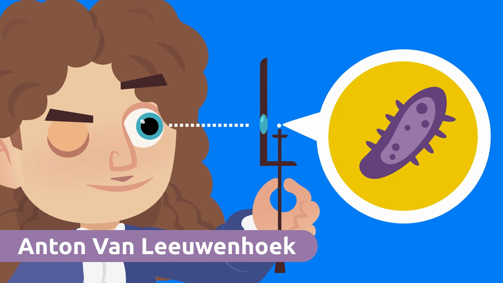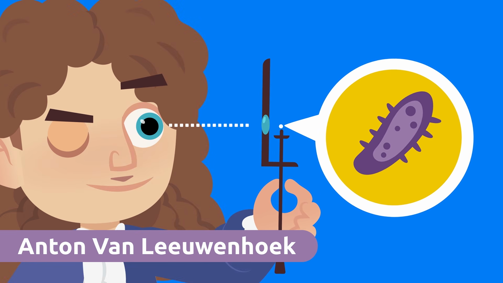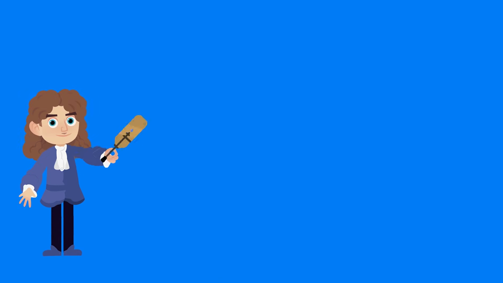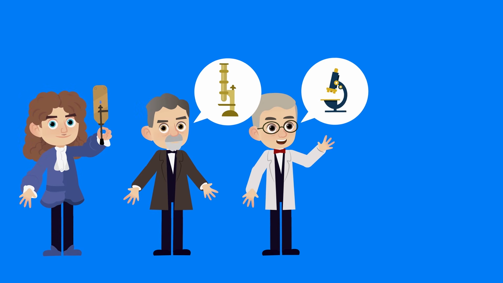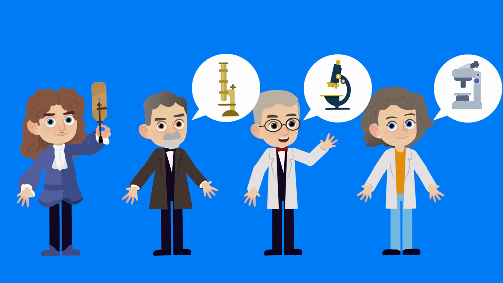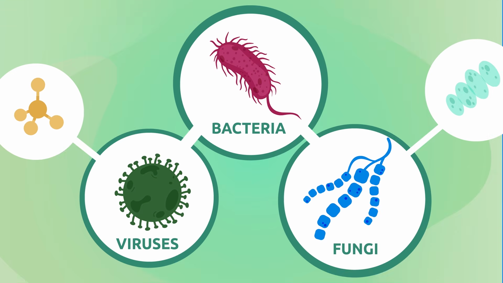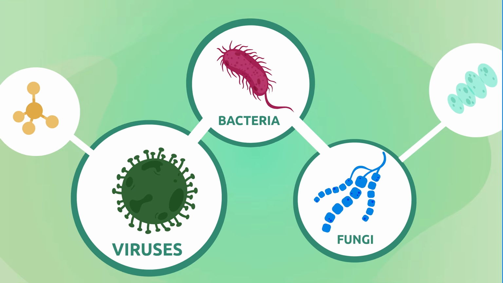Anton van Leeuwenhoek was the first investigator to start observing microorganisms in the 17th century. Microscopes and the investigations done with them allowed other scientists to continue learning how diseases were caused or how they could be cured. Some types of microorganisms are bacteria, viruses, and fungi.